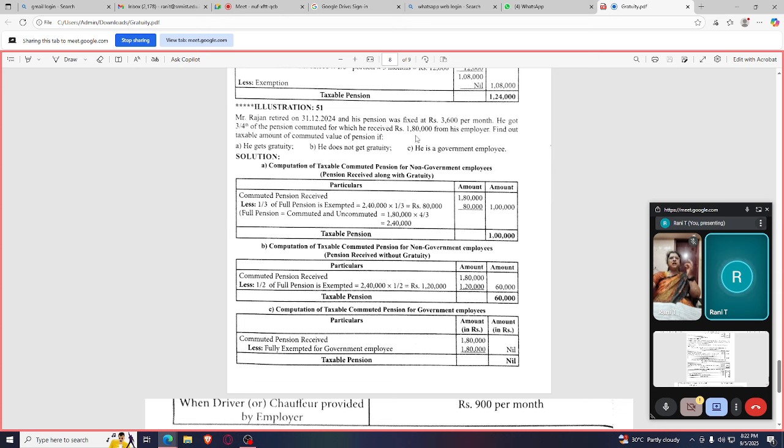So what is the 100%? In order to find out, 1,80,000 into 4/3, so that you get full amount 100% pension, which is 2,40,000. Of this 2,40,000, 1/3 is exempted. So 80,000 is exempted, so that 1 lakh is the taxable pension. So that first part over.